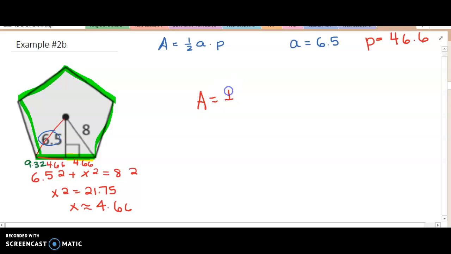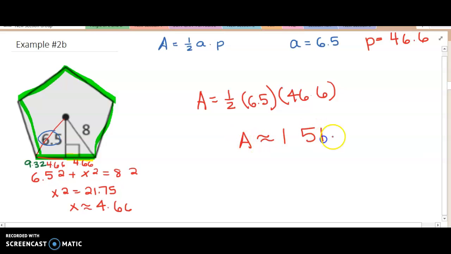Okay, now I can just plug it in. A equals 1/2. My A is 6.5. My P is 46.6. And when I put that into my calculator, I get roughly 151.45. And that's units squared.